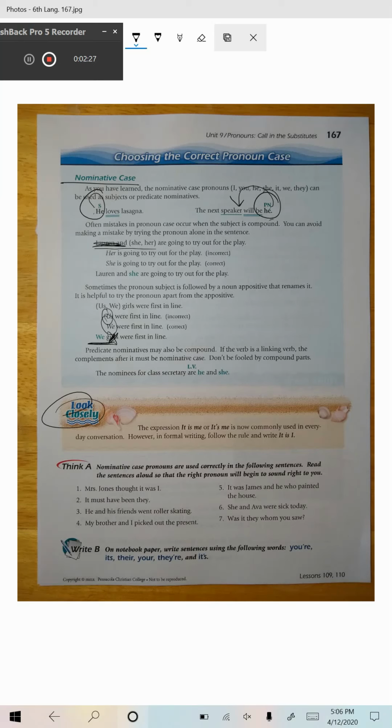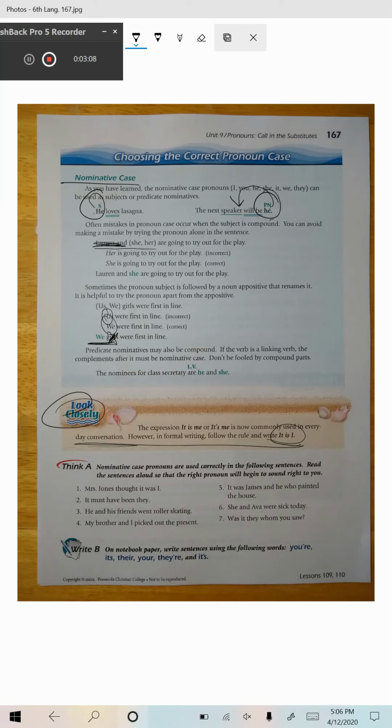Let's look closely. The expression "it is me," "it's me," is now commonly used in everyday conversation. However, in formal writing, you say "it is I." We never say it's I. Okay, but that's the correct grammar for it. But because we never say that, you can say it like so. If you're writing a fiction story for me or for a teacher, then you could probably get away with saying "it's me," because it's a story and somebody's talking in the story. But if you're writing something formal, you would not want to use that. Okay? All right. So let's look at these.